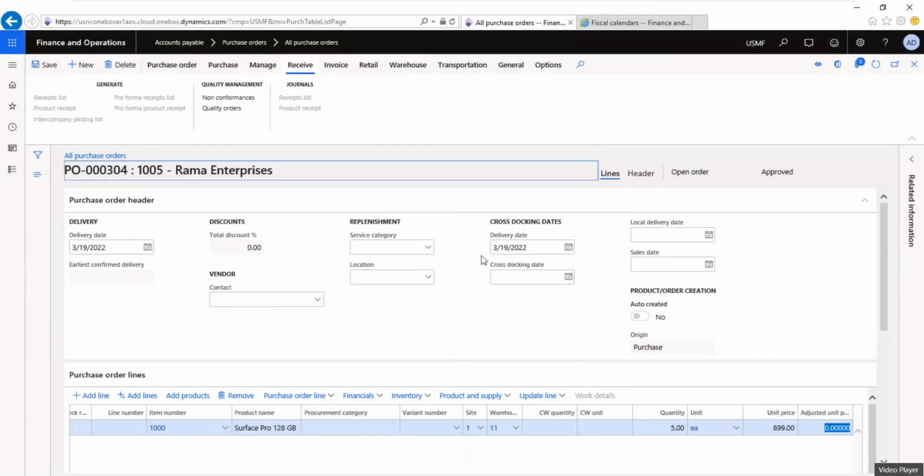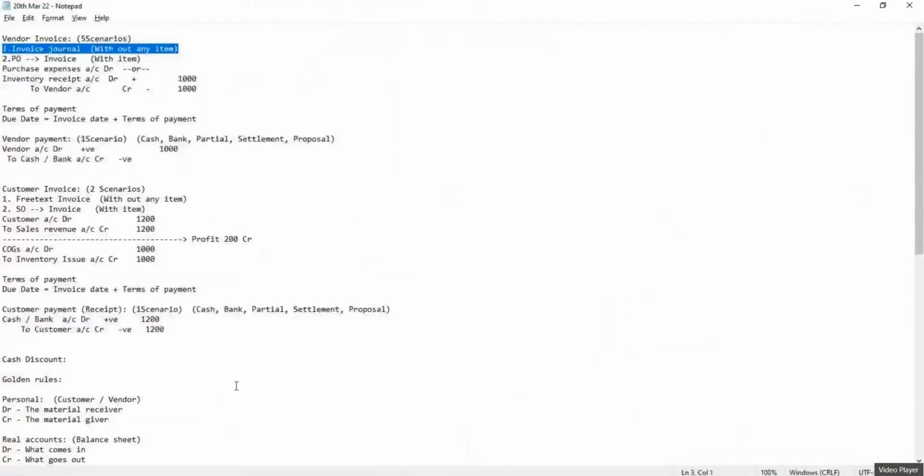Okay, it was saved. Once the purchase order is created, the sequence steps are: purchase order creation, purchase order confirmation, then product receipt, and then vendor invoice. A detailed explanation I have given in the one-hour video. I have given a clear explanation. Please go through that video so that you can understand.